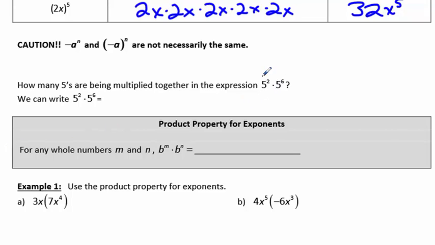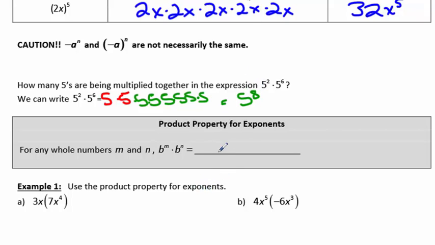Alright, so let's check out an example here. If I have 5 squared times 5 to the 6, what's really going on there? 5 squared is 5 times 5, and 5 to the 6 has 6 copies of 5: 1, 2, 3, 4, 5, 6. And so if you have 2 copies of 5 and 6 copies of 5, what you've got is a total of 8 copies of 5.